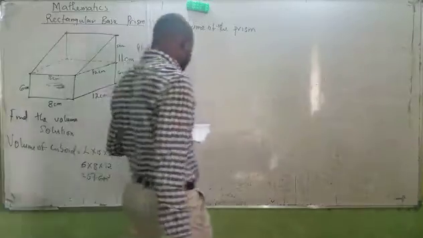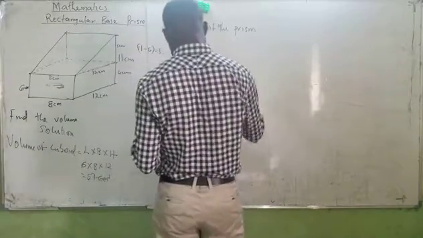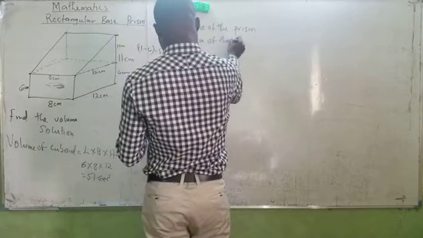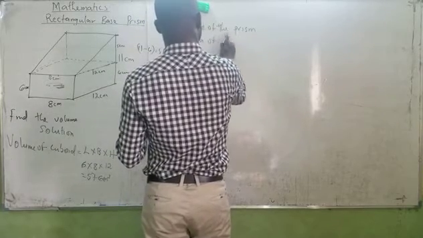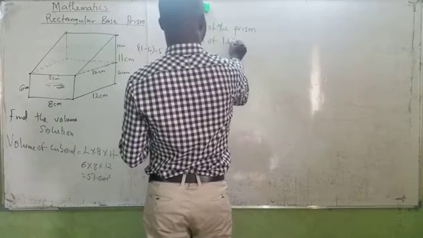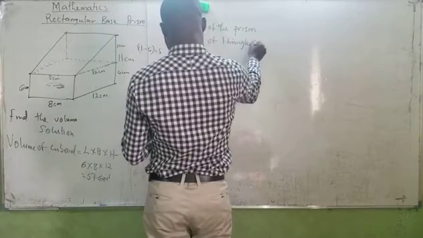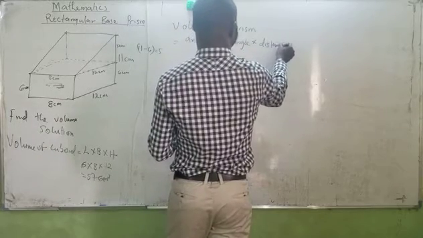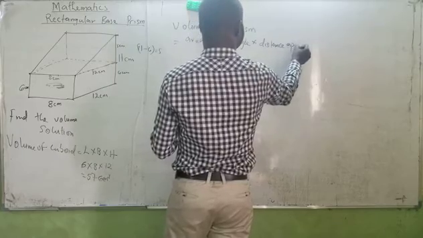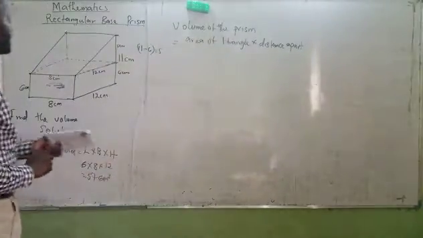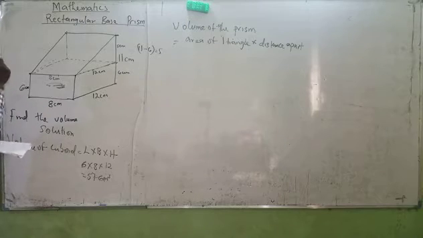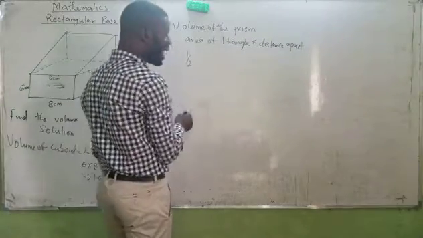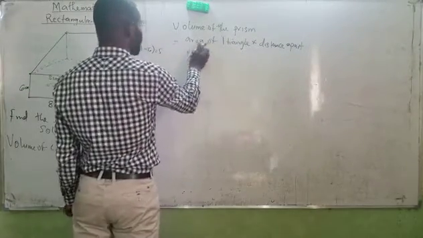My volume of that place will be equal to the area of one triangle multiplied by the height or distance apart. Now, look at this. Area of one triangle multiplied by the distance apart. Now, what is area of triangle? Half base times height.